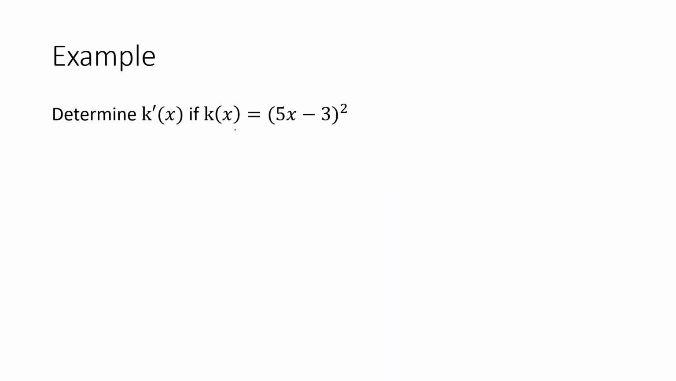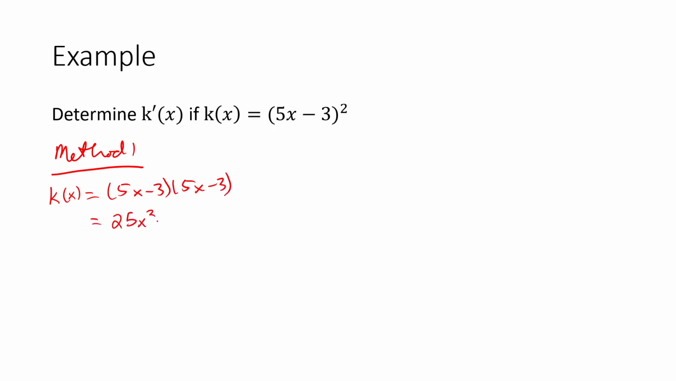For this example, we're going to do it two different ways. Method 1 is going to involve us expanding out k of x. Well, k of x is equal to 5x minus 3 quantity squared. So it's 5x minus 3 times 5x minus 3, which is 25x squared minus 30x plus 9.